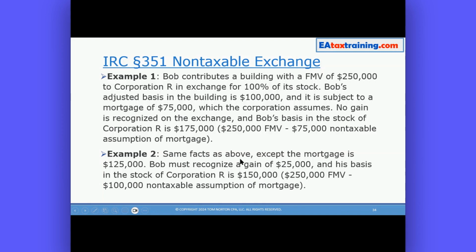Example 2, the same facts as above, except the mortgage is $125,000. So in this case, Bob must recognize a gain of $25,000, and his basis in the stock is $150,000. So he recognizes a gain of $25,000 because his adjusted basis is only $100,000, but the corporation is assuming a mortgage which is $125,000. So he has to take that $25,000 into income. And then his basis in the stock is going to be the fair market value of the building, $250,000, minus the $100,000 of mortgage that he did not have to pay tax on. So that $100,000 has been assumed, but it was not taxable. So you reduce his basis by that. So he has a $150,000 basis. So that is how that works when the corporation is assuming a liability associated with the property being contributed.